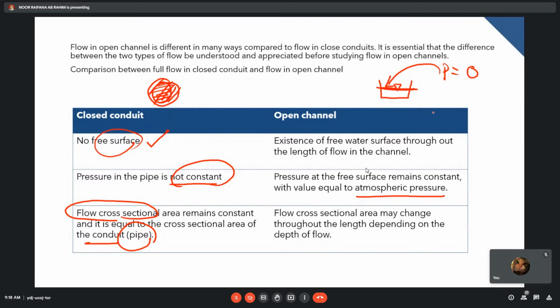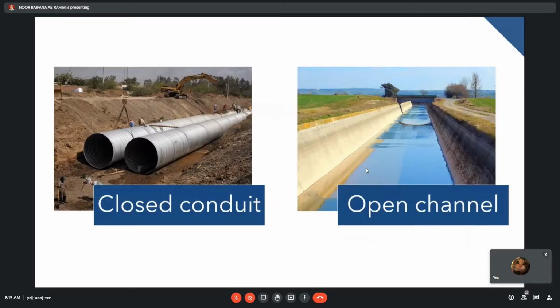Okay, tapi kalau untuk open channel, dia akan berubah. Flow cross-sectional area may change throughout the length depending on the depth of flow. So bila air bertambah, cross-section air, the flow cross-section pun berubah lah. Kalau like certain part air tu bertambah, dia bertambah depth. So dia punya flow cross-sectional area dah berubah. So for open channel, flow cross-sectional area akan berubah with dia punya depth. Okay, itu untuk the difference between closed and open channel. So ni lah example untuk closed and open.